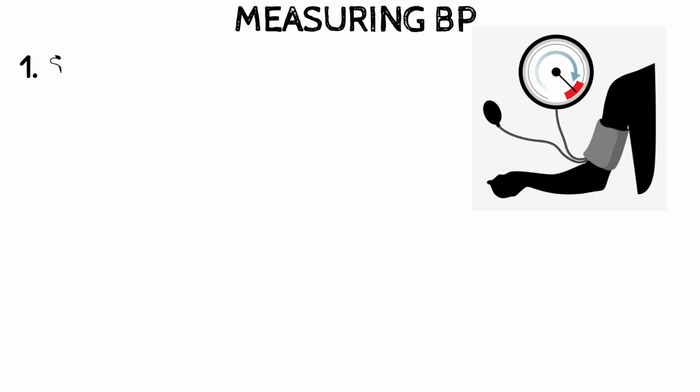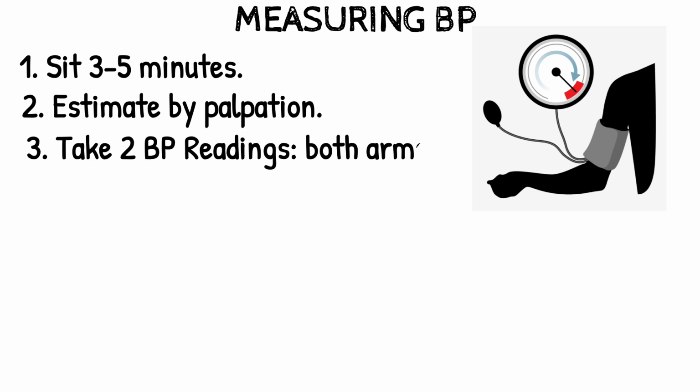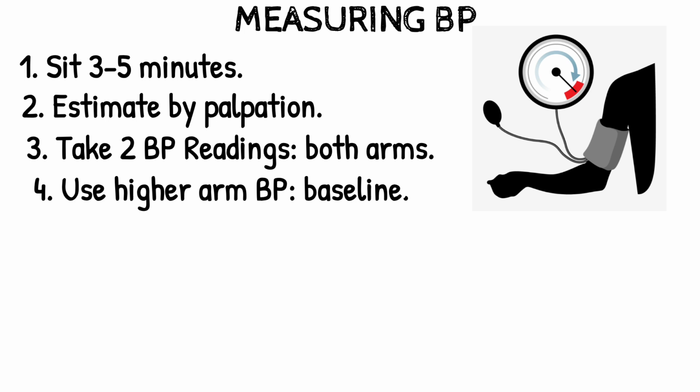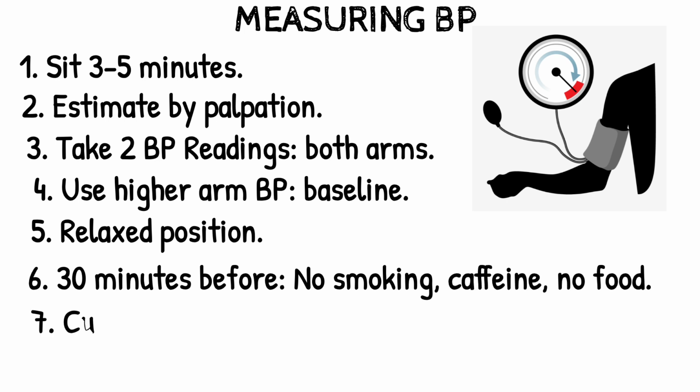These are the guidelines for correctly measuring blood pressure. The patients must at least sit for 3 to 5 minutes before the blood pressure is measured. Take at least 2 blood pressure readings in both arms. Use the arm with the highest blood pressure readings as the baseline. The patient must be in a relaxed position. 30 minutes before the blood pressure is measured, the patient must not smoke, consume caffeine, and must not eat any food.